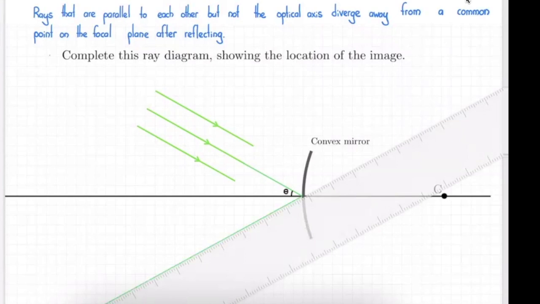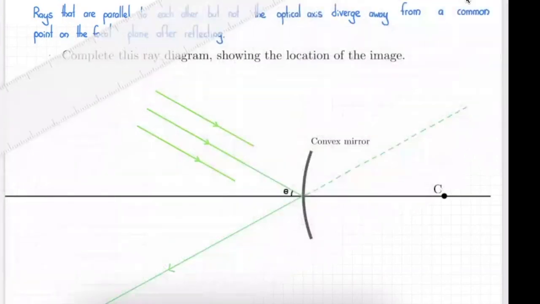Now we know that because this is a convex mirror, it's going to be producing a virtual image. So the backwards extension of this ray is going to be important. So while we've got our ruler in the correct spot, let's just draw on the backwards extension of this. And now label up the angle of reflection as being theta.